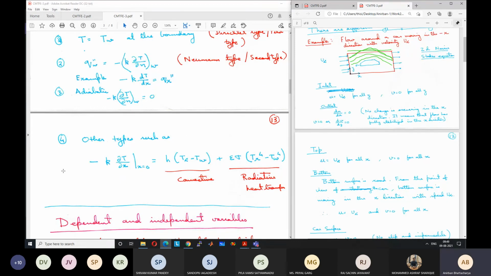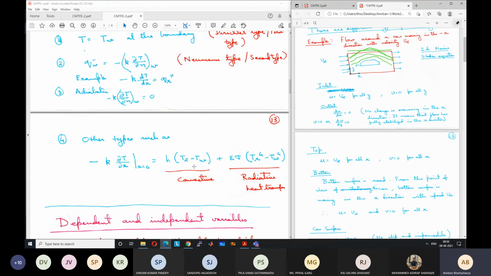The other type of boundary condition, which is known as mixed boundary condition, is when even the heat flux is not directly known. It is based on convective and radiative heat transfer. What is the difference between this and the Neumann condition? In the Neumann condition, q double dash w is already given to us. A concrete value is known. Here, the heat flux itself can vary because it will depend on the wall temperature, and the wall, meaning boundary, temperature itself is unknown.